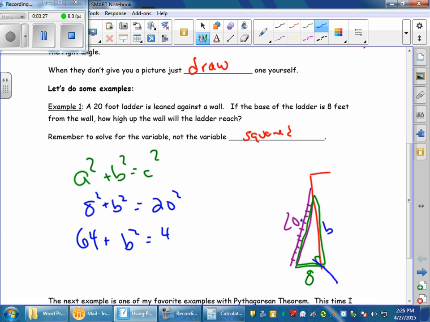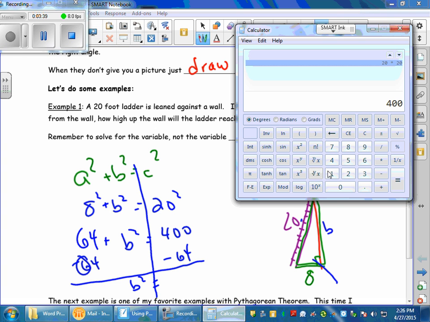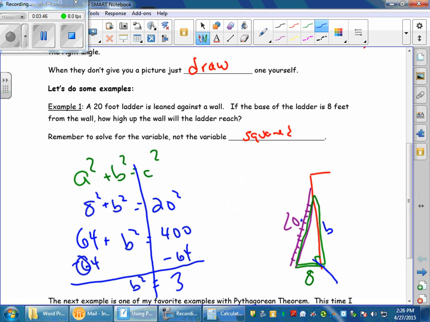So B is not all by itself yet. Remember, we're just solving an equation. Let's subtract 64 from both sides. 400 minus 64 is 336. But again, this is where this sentence comes into play.